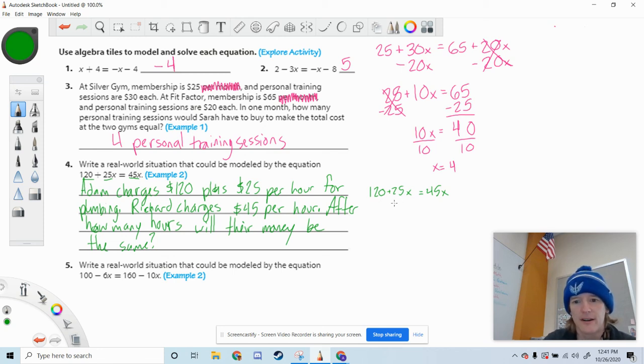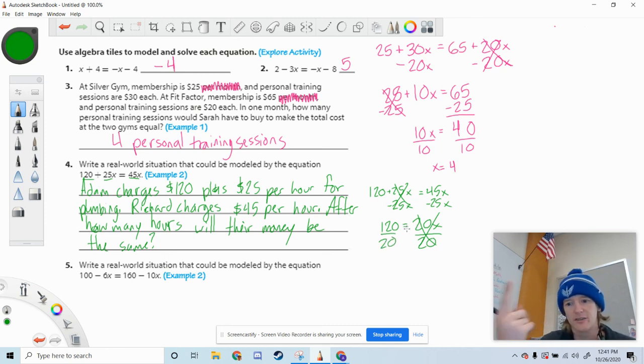First step is gather our x's, so minus 25x. Those are gone, minus 25x. 120 equals 45 minus 25 is 20x. Last step, divide by 20. Gone, divide by 20. 20, 40, 60, 80, 120. So that'd be a 6 equals x. Okay, so we didn't need to solve this, but I wanted to still solve it here.